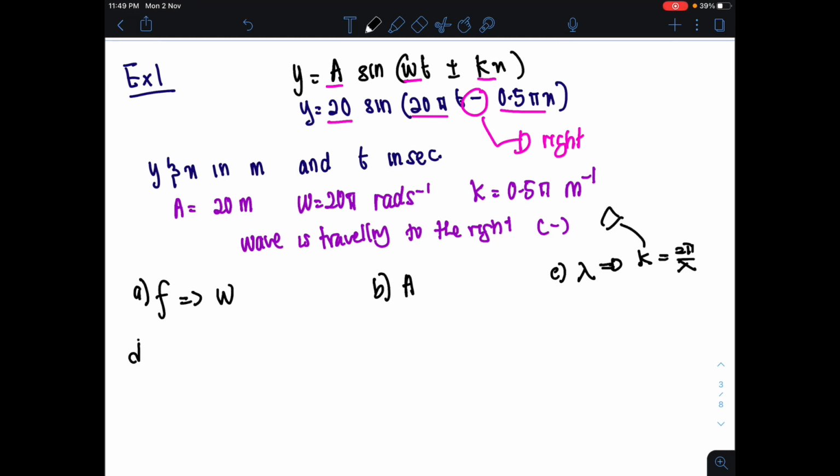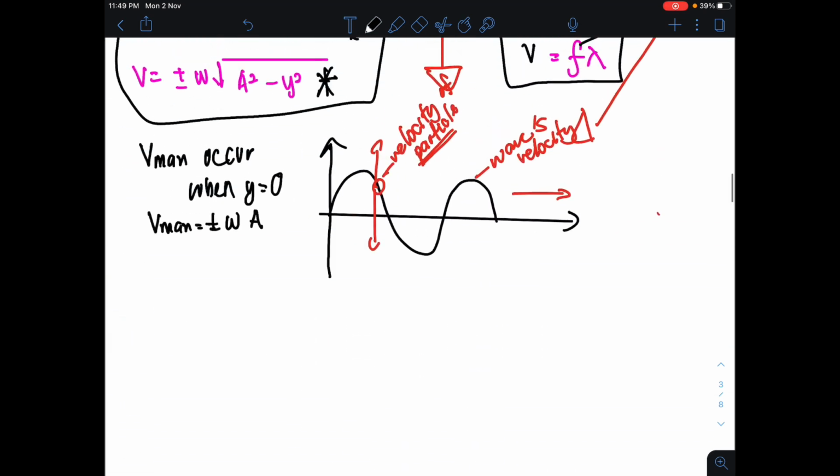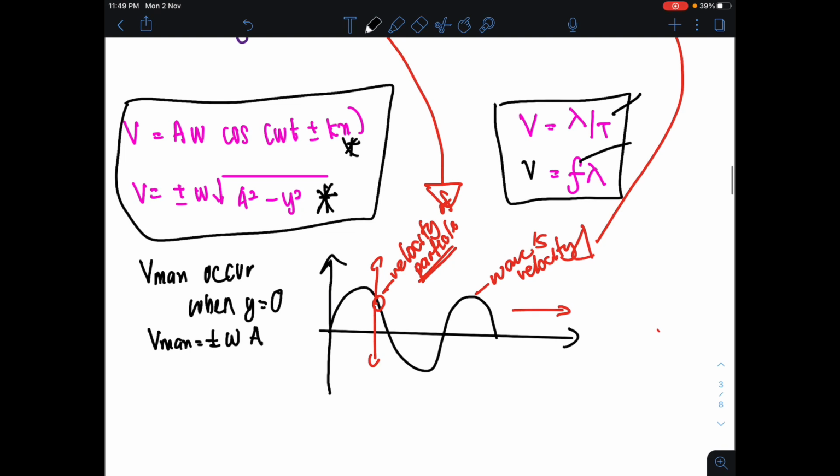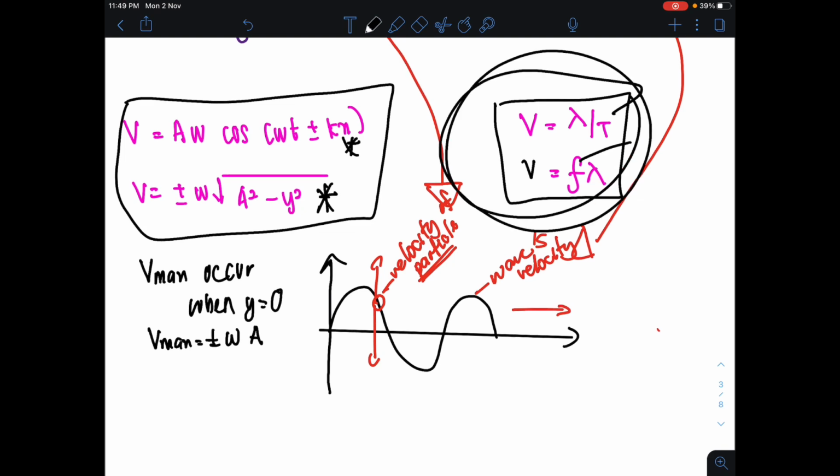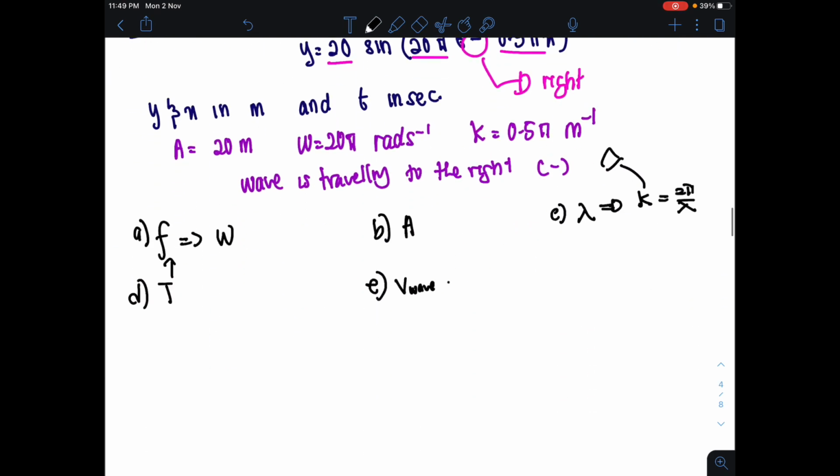Next, the question asks to find the period, T. Once you have got your frequency, you can find your period. Then question E asks to find the velocity of the wave. According to the equation that we looked at previously, you can choose v wave is fλ or λ over T. Both values you have: frequency, period, and wavelength, which you already found in question C.